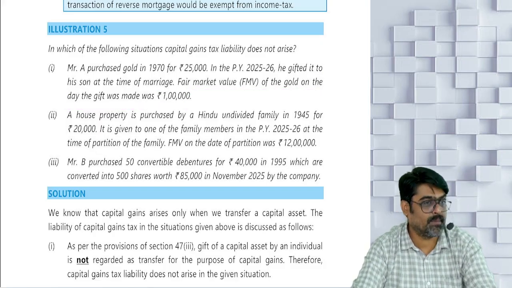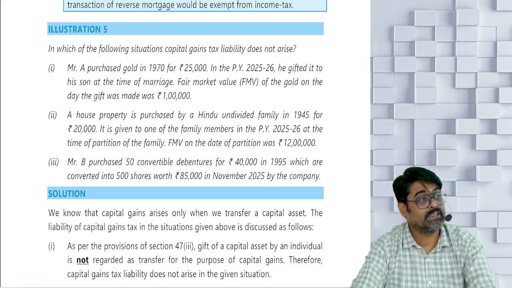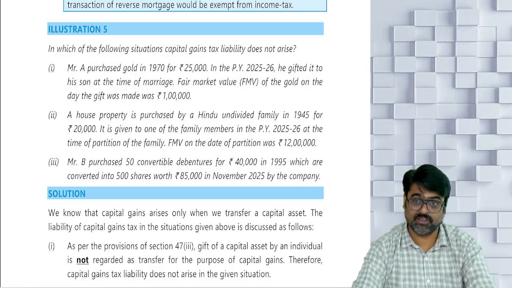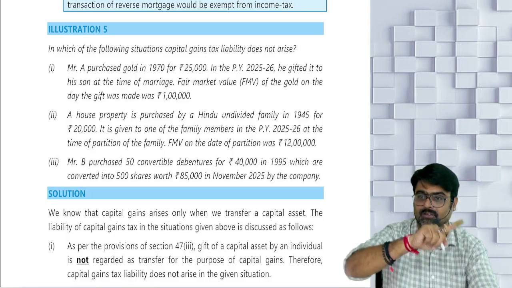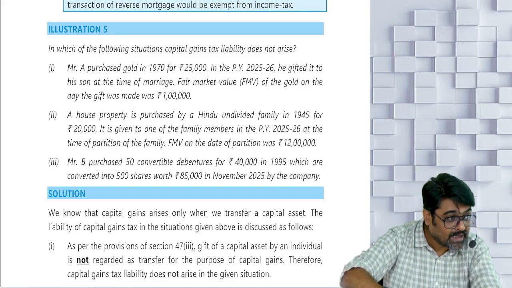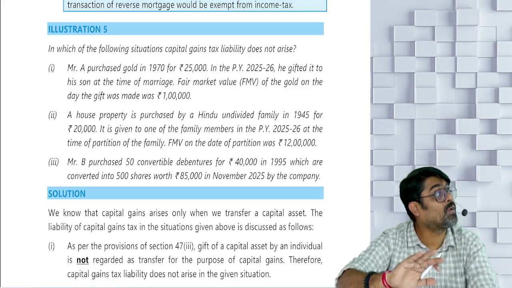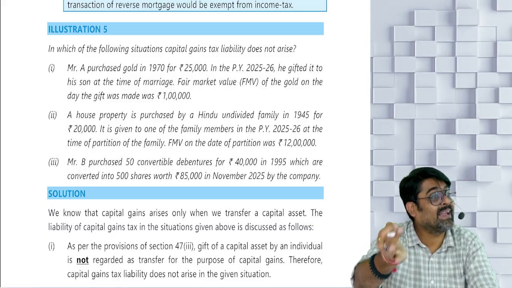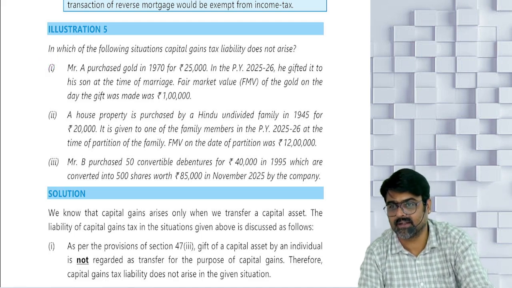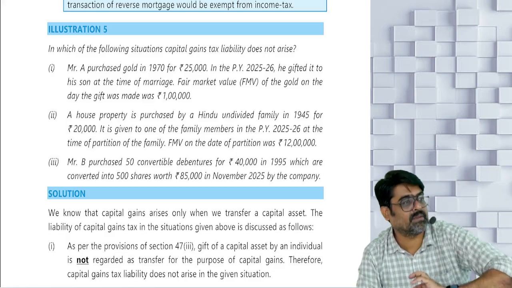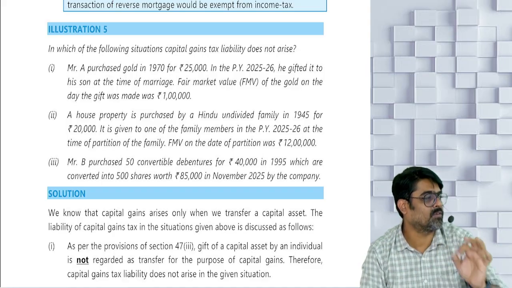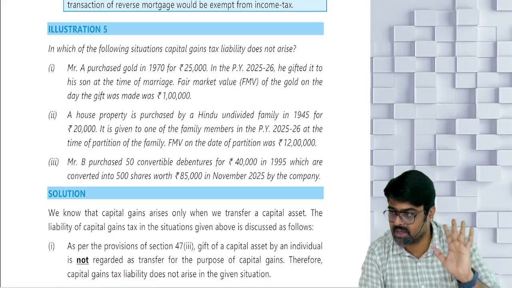He bought it for 25,000, and today, when he is transferring it to his son by way of gift, the value is 1 lakh, so appreciation of 75,000 has taken place. Will that 75,000 be taxable in the hands of Mr. A or not? Because Mr. A is giving the asset in the form of a gift, which is an exempt transfer, capital gain liability will not arise. Understanding? So in the year 25-26, when Mr. A is transferring, no capital gain will arise in the hands of Mr. A, since this transfer is an exempt transfer under section 47.